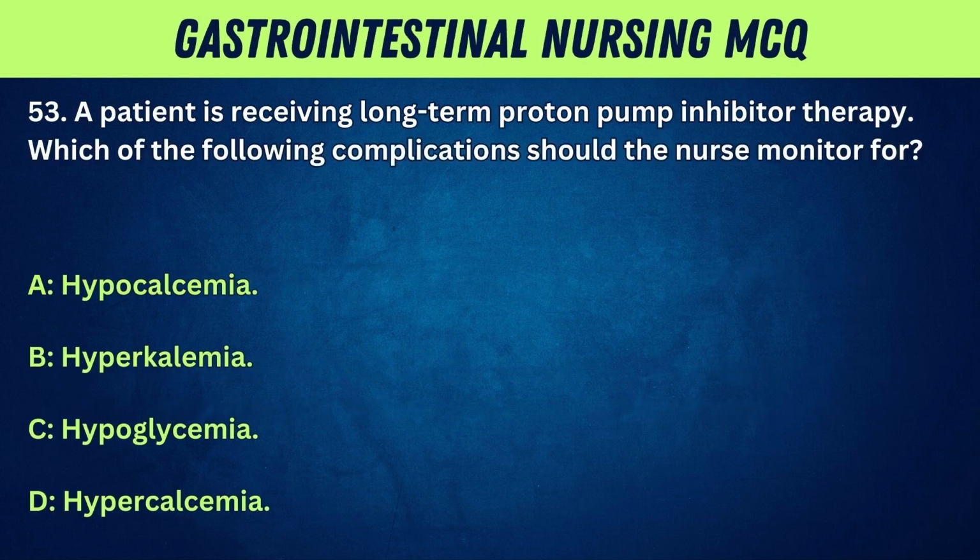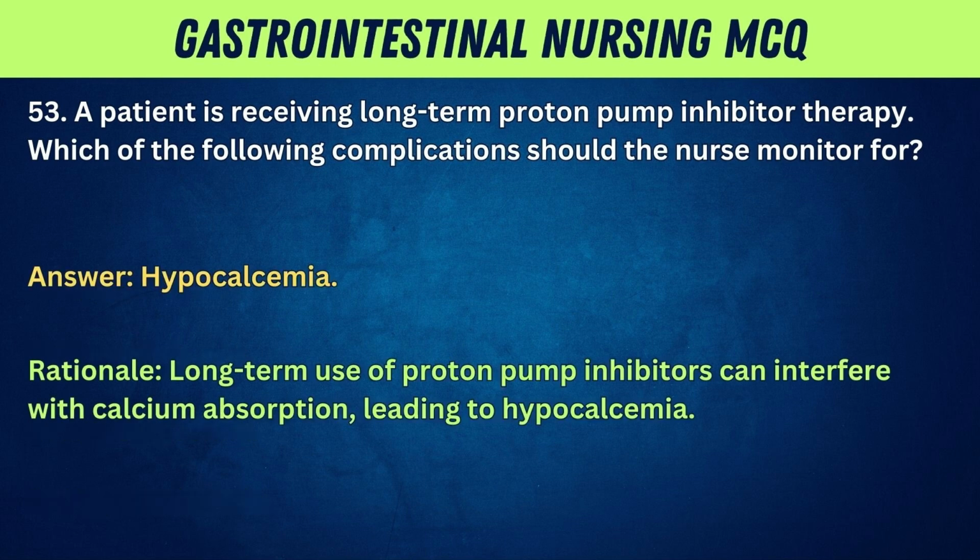53. A patient is receiving long-term proton pump inhibitor therapy. Which of the following complications should the nurse monitor for? A. Hypocalcemia. B. Hyperkalemia. C. Hypoglycemia. D. Hypercalcemia. Answer: hypocalcemia. Rationale: long-term use of proton pump inhibitors can interfere with calcium absorption, leading to hypocalcemia.